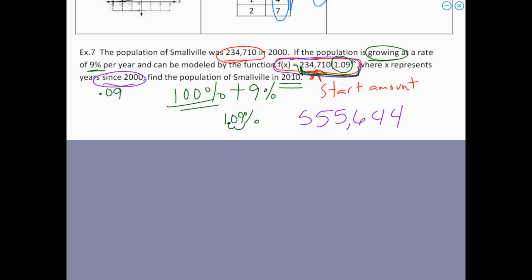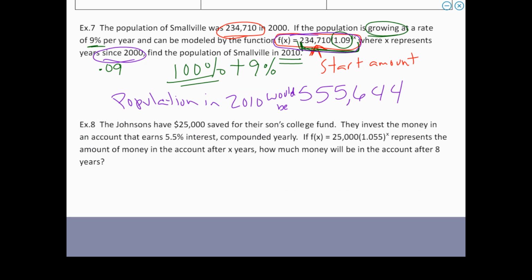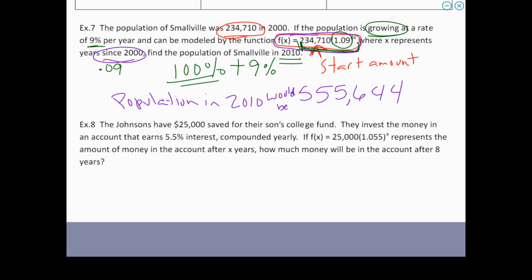If it were 0.4 something, then you would leave it as 4. Okay? So population in 2010 would be 555,644. So now let's look at this next one.